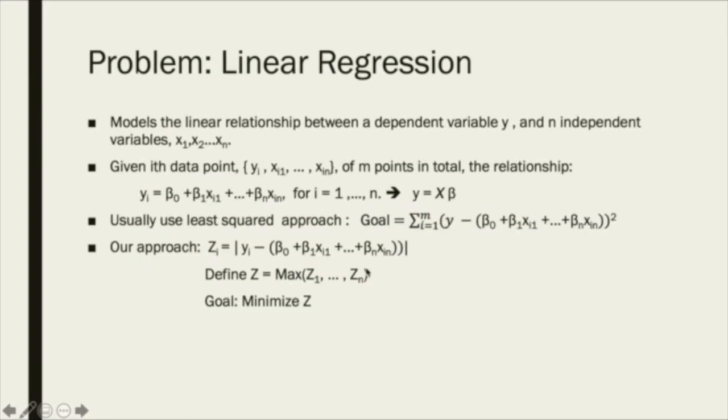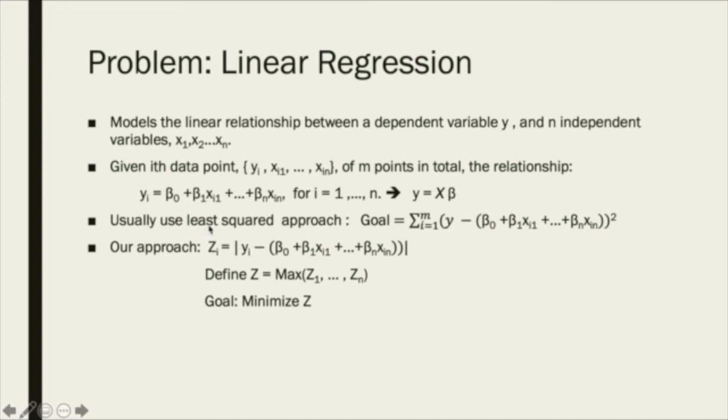After introducing the simplex method, we will talk about an application of linear programming, which is linear regression. It is a classic set of problems where we need to model the linear relationship between a dependent variable y and independent variables x1 to xn. Given a data point with independent variables, our goal is to find a set of variables beta 0 to beta n such that the left-hand side of our equation is as close as possible to the right-hand side.